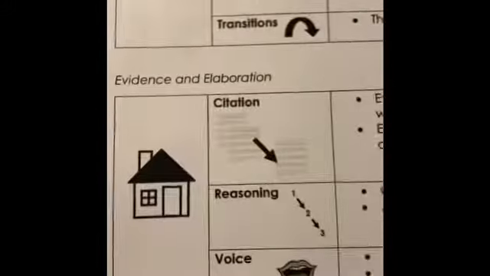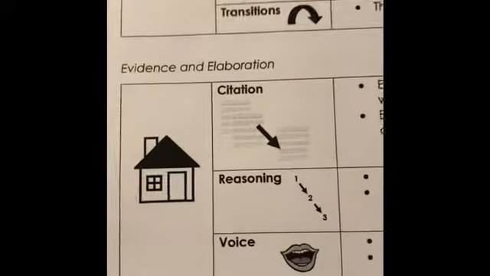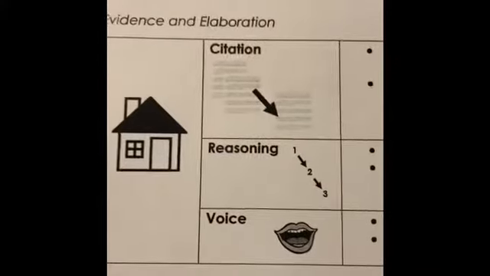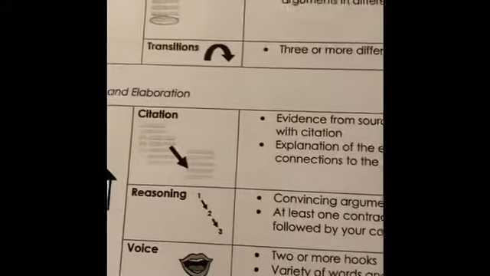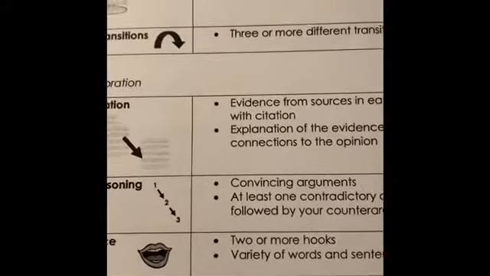The next part of your checklist is evidence and elaboration. To elaborate means to add detail. So I want to talk first about this box on citation. Citation is when you are using evidence from a text in your writing.